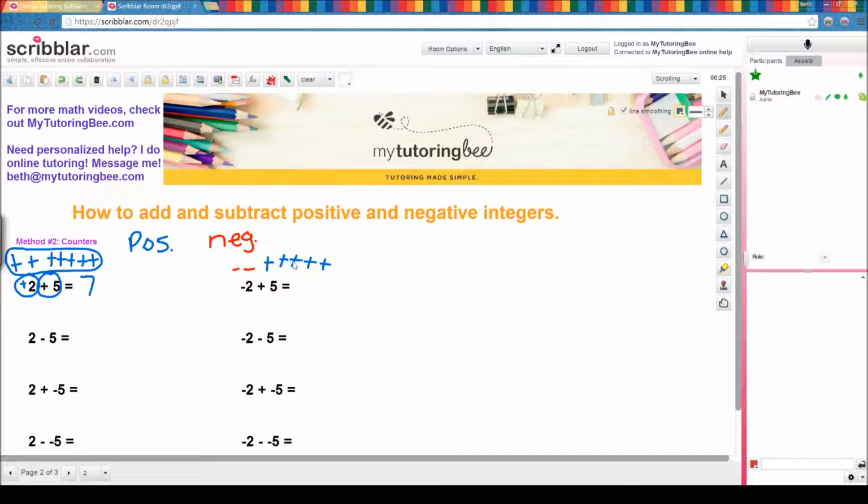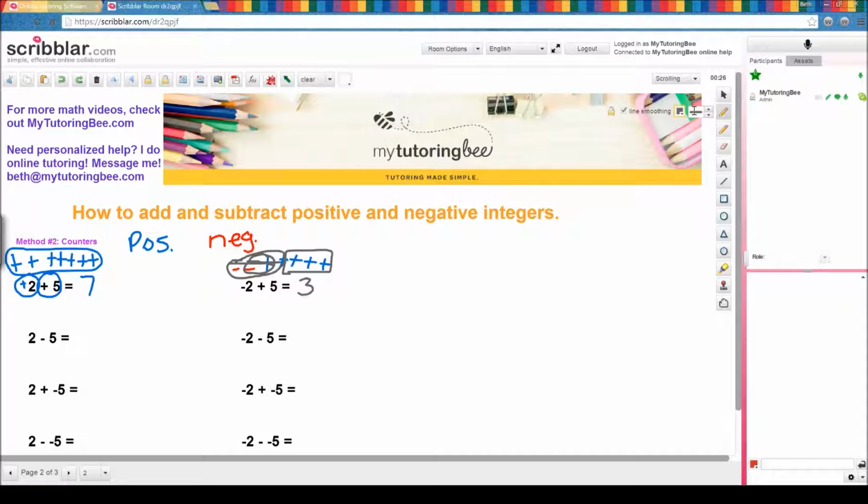Whenever you have a positive and a negative together, they actually cancel each other out and just kind of go away. So I'm going to circle these two and then cross them out because they just cancel each other out. And these two cancel each other out. So really I'm just trying to figure out what I'm left with. Well, now I've got these 3 positives that are left over, so that tells me that my answer is a positive 3.